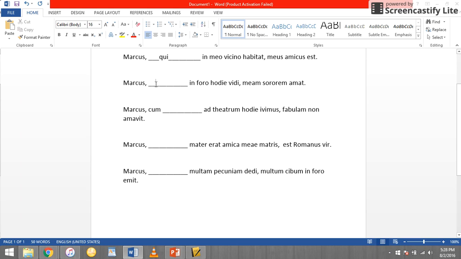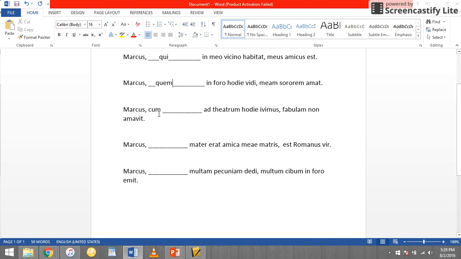This refers to Marcus still. It's still masculine and singular, but in this case, it's going to be accusative. Marcus, whom I saw in the forum today, likes my sister. That makes sense. Whom is the direct object of the verb vidi.